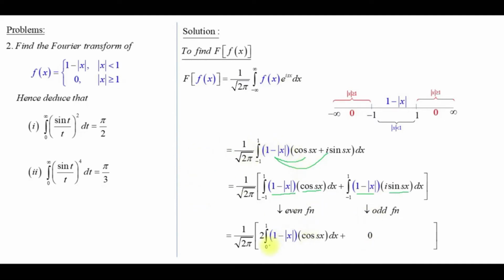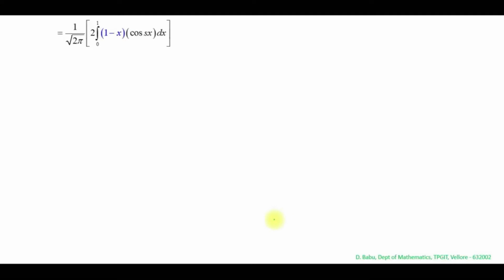So 0 to 1 is a positive limit. In a positive limit, mod x equals x. Therefore, we take mod x equal to x because 0 to 1 is a positive limit. So 1 divided by square root of 2 pi, 2 times the integral from 0 to 1 of (1 minus x) cos sx dx. Next, apply the u dv formula. So take u equal to 1 minus x and dv as cos sx dx.